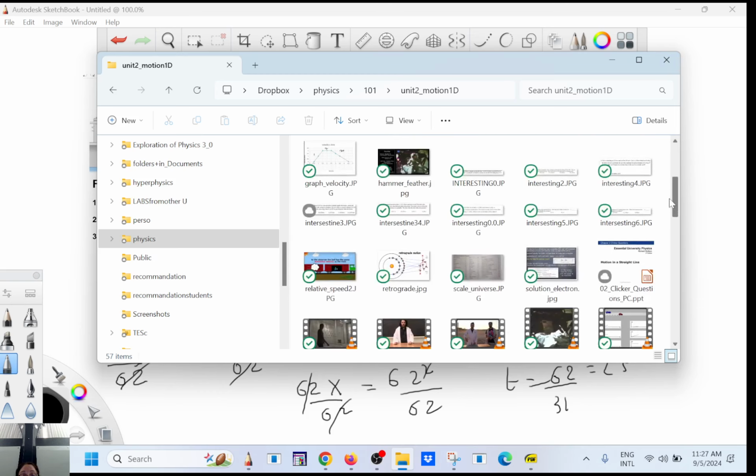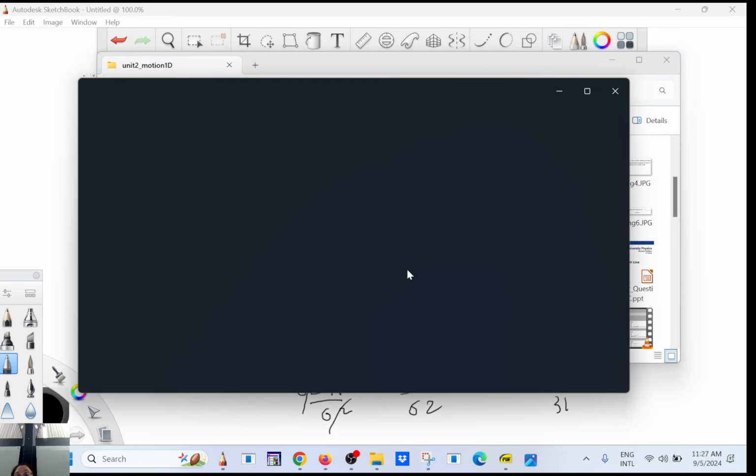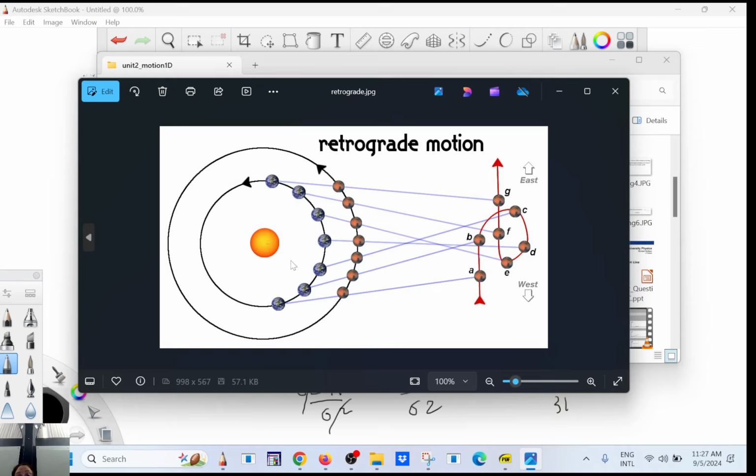Oh, by the way, I forgot to show you, talking about relative motion. You see, for example, in astronomy, you have the sun, and the Earth is going faster than Mars is going, obviously.